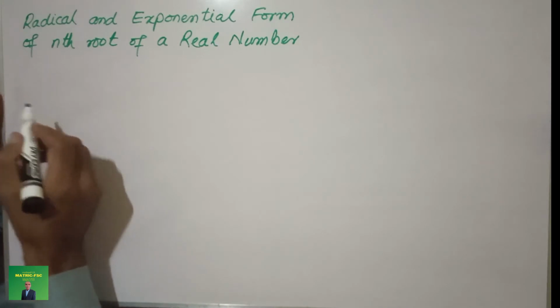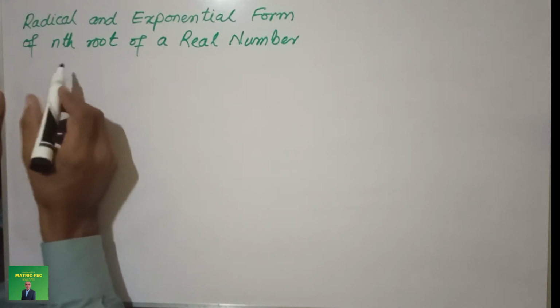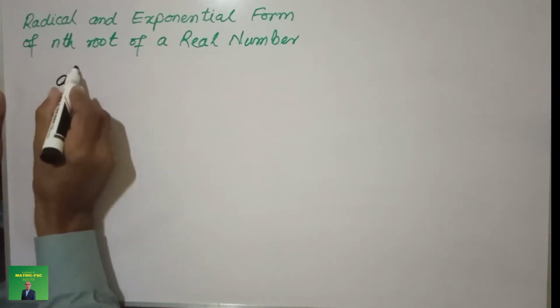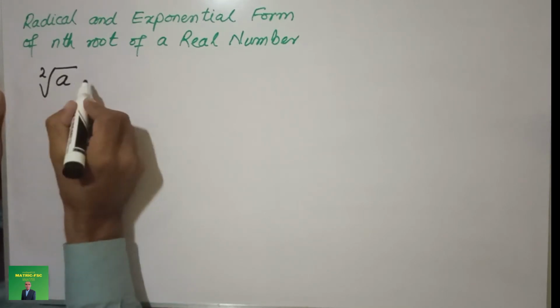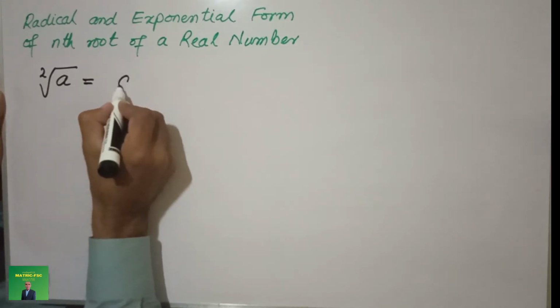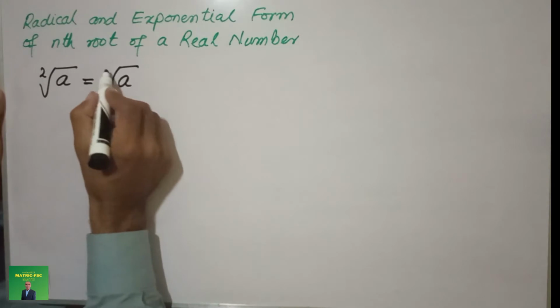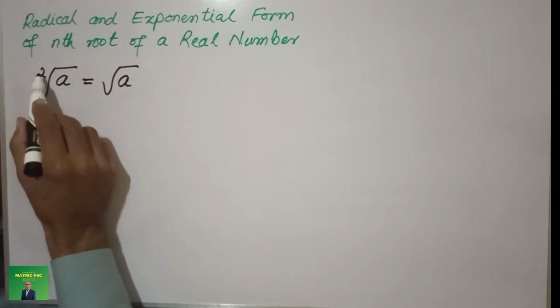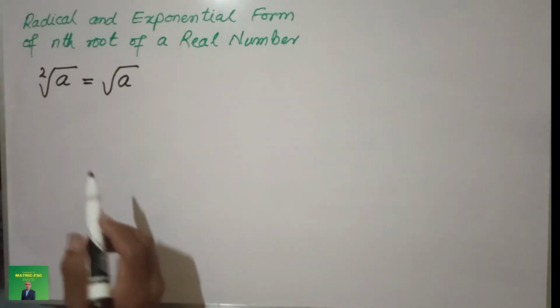The square root of a real number is generally written as the square root of a, that is, without writing the 2 over here.